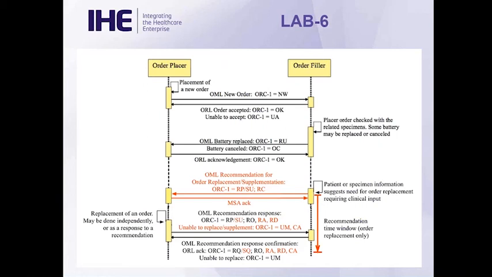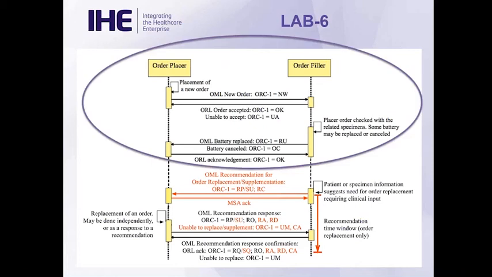So this is the recommendation from the filler to the placer. So this first black, these first black interactions are from LTW or ILW. So those are existing profiles. And then, so basically what happens is a placer requests an order, sends an order to the filler. The filler acknowledges that they can do them or not, or the placer can send a replacement request to the filler.